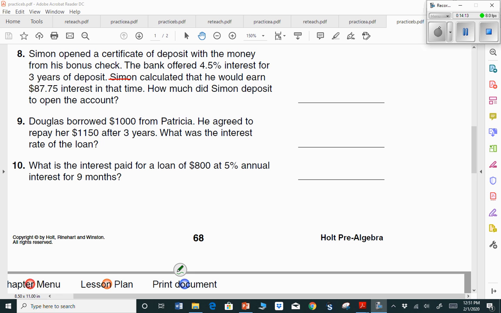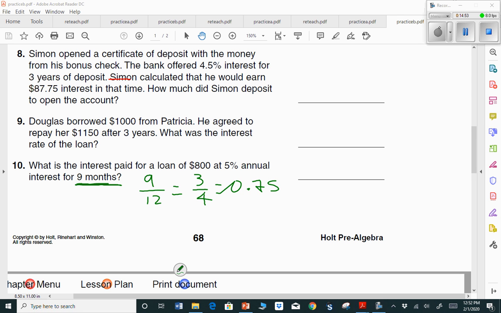All right, let's do one more problem. It's sort of interesting. Number 10, what is the interest paid for a loan of $800 at 5% annual interest for 9 months? And the only thing that's interesting about this is the 9 months. Remember that our time is in terms of years. So that 9 months is 9 months out of 12 months, which when you simplify that, that's 3/4 of the year, or as a decimal, 0.75 years. So 0.75 for the time, and that's really the only interesting part.